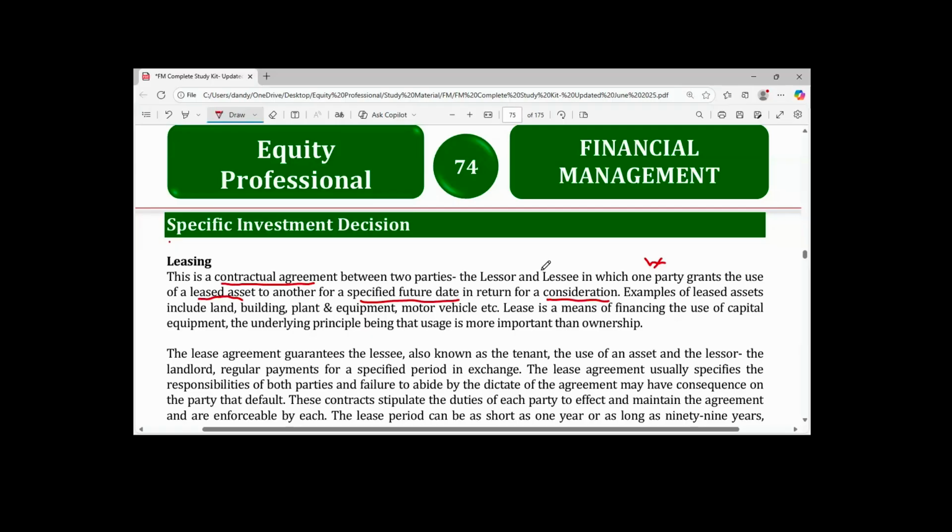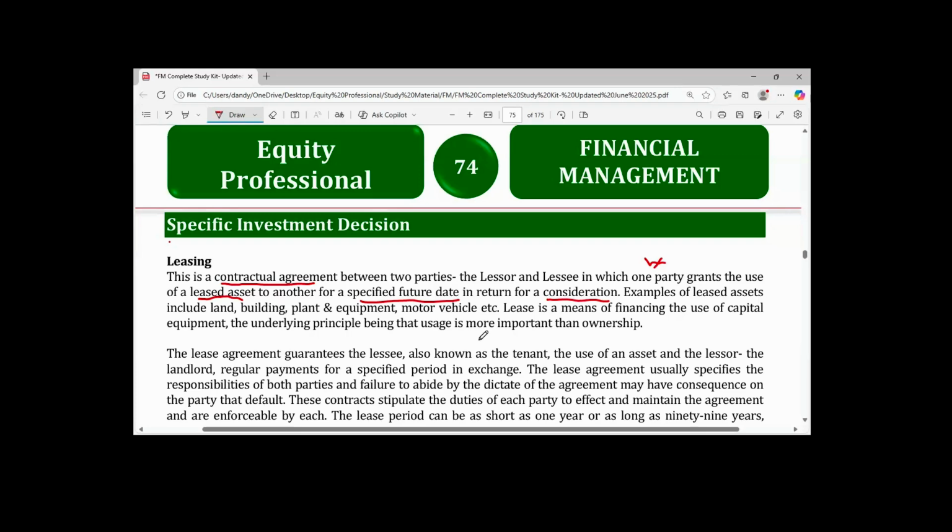So, like I said, lease is a means of financing the use of capital equipment. It's a means of financing capital assets. The bottom line as far as lease is concerned is that usage of the assets is more important than owning the assets. As a lessee, my concern is I just want to use that asset. I need that asset for whatever purpose. I don't care whether I'll be the owner of the asset or not, but my primary concern is to use the asset. So usage is more important than ownership as far as lease is concerned.